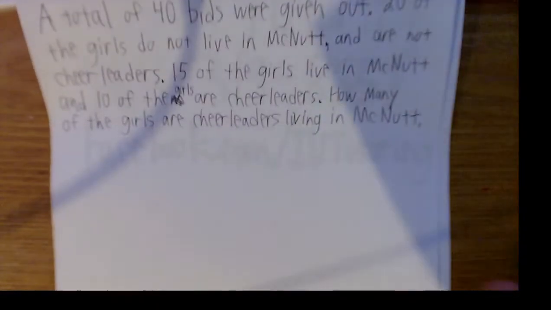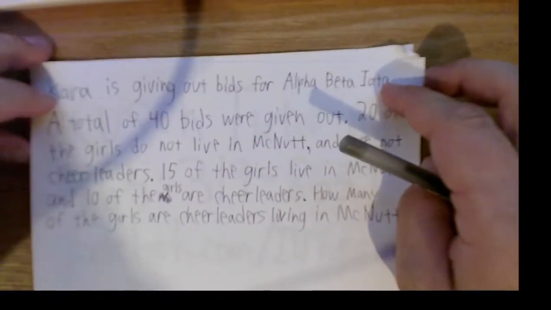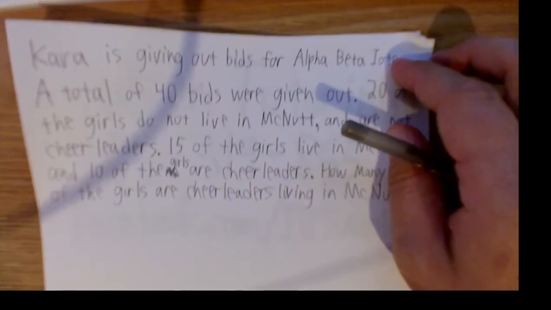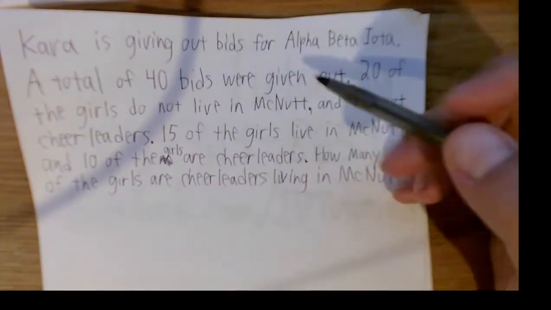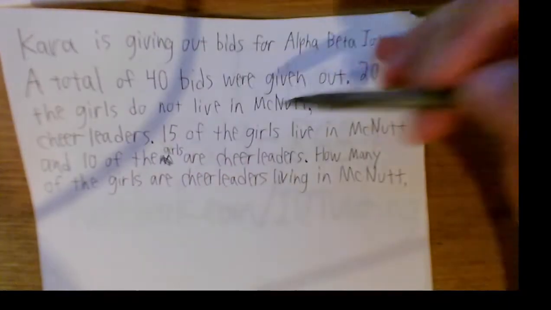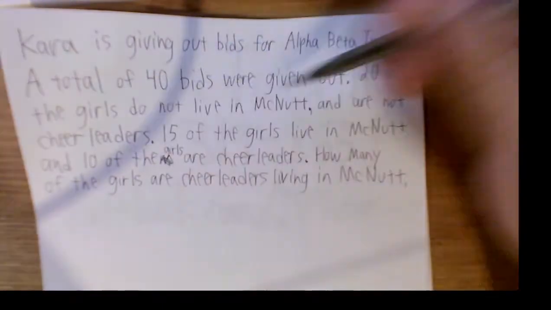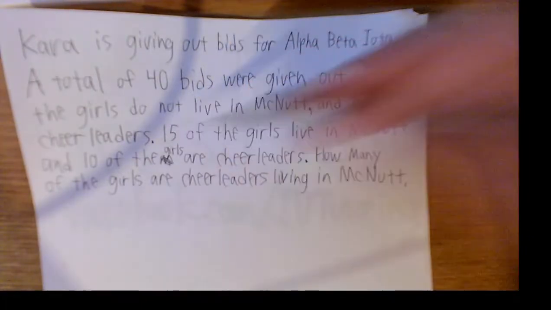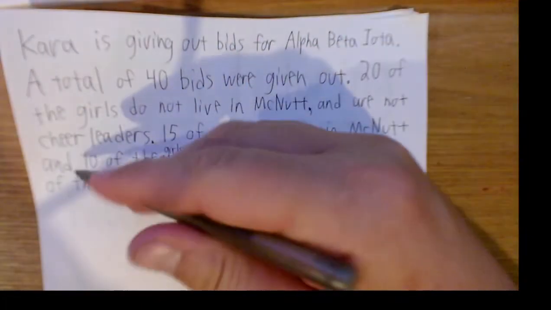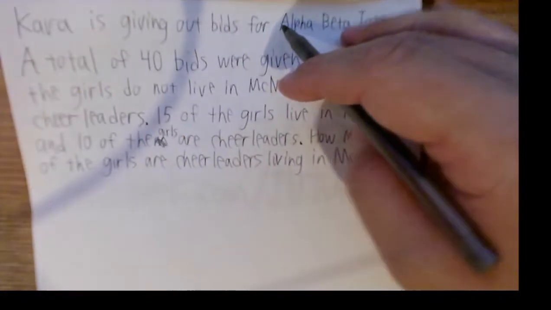So now we have next our friend Kara here. Now, Kara is a recruitment chairman for the Alpha Beta Iota sorority. Now, in this case, Kara, a total of 40 bids were given out. We know that 20 of the girls do not live in McNutt and are not cheerleaders. So they're neither McNutt nor cheerleaders. We know that 15 of the girls live in McNutt, and we know that 10 of the girls are cheerleaders. How many of the girls are cheerleaders living in McNutt?